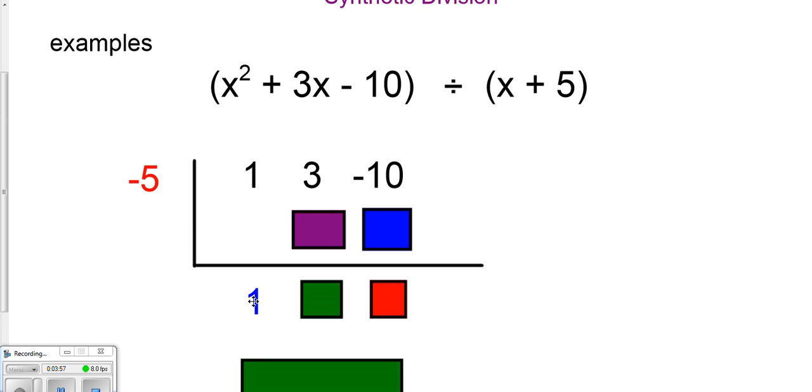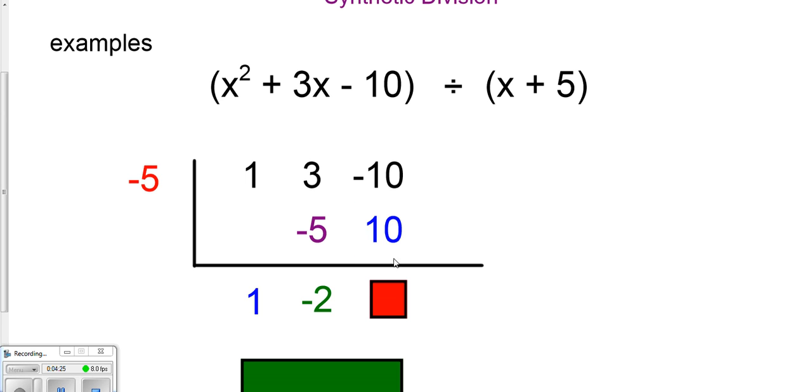Now negative 5 times 1 becomes negative 5. And notice that that's underneath my next coefficient. Again, coefficients were 1, 3, negative 10. That's where these came from. After I drop down the 1, negative 5 times 1 is negative 5, underneath my 3. Now I go 3 plus this negative 5 to get negative 2. Negative 5 times negative 2 is positive 10. That goes here. Negative 10 plus 10 becomes a 0, and now I've used all of my coefficients.